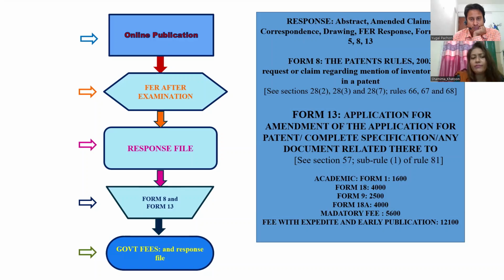So how is the response file made? Response file consists of different sets of abstract, claims, correspondence letter, drawings, and the FER response, which consists of all the points highlighted by the controller, that is, how you can differ your invention from the already existing invention. So there are various points under it.